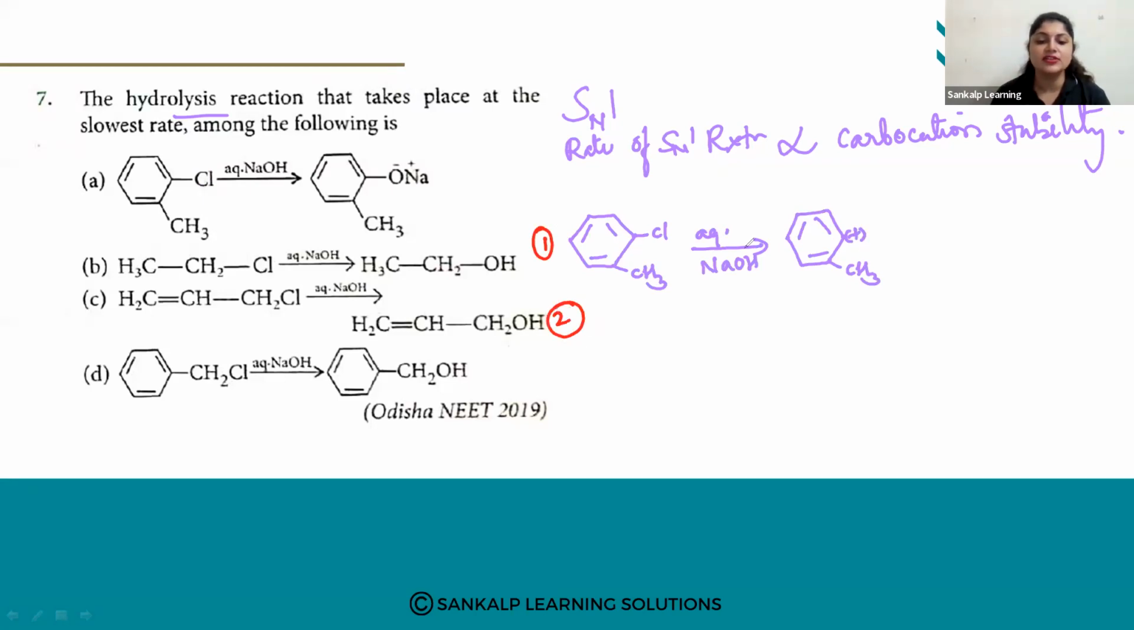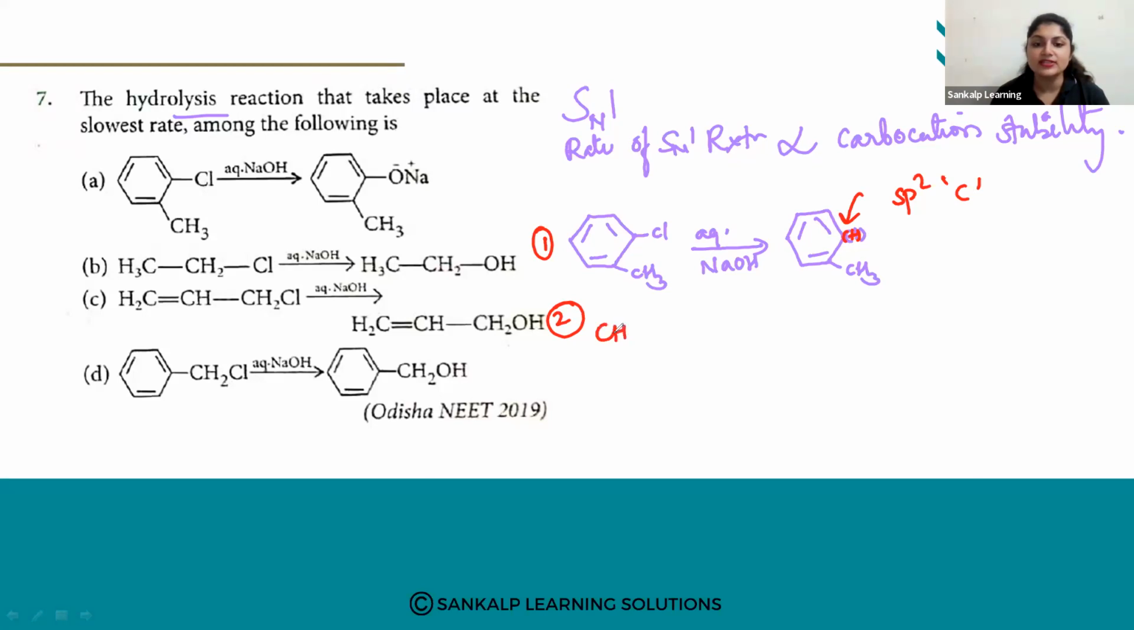Now in the first reaction, you can see that the carbocation is directly attached to an sp2 carbon, right? So this is an sp2 carbon. What will happen? It decreases the stability, because of the sp2 carbon. So we'll go for the next one.